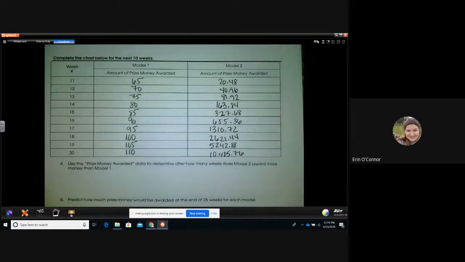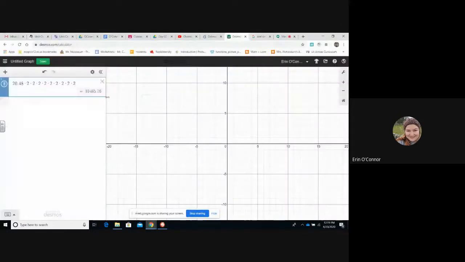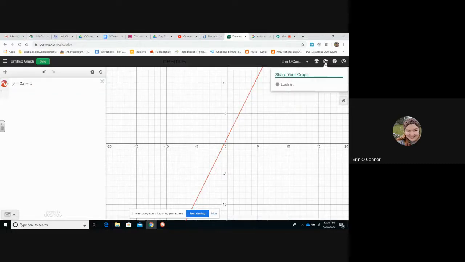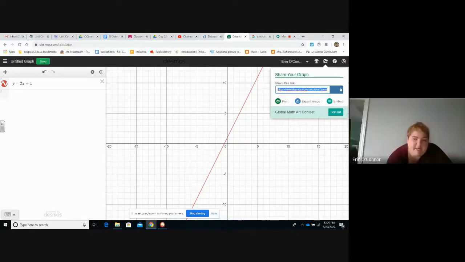Now, one thing I do want to show you is that on Desmos, say I put in a function, any function, y equals 2x plus 1, and I wanted to share this with someone. Well, first I might title it so I know what I'm talking about, but over here on the right side you can see my name, Erin O'Connor, then you see a trophy, and then you see something with a box and an arrow. You're going to click that, and then it says share this link, and it has a link with calculator and then some letters afterwards. Press copy. And it's been copied once you see that check mark.